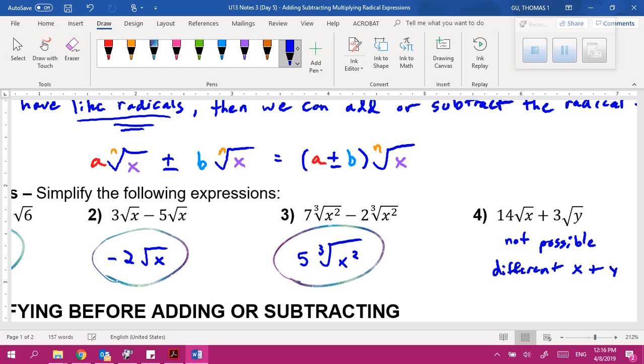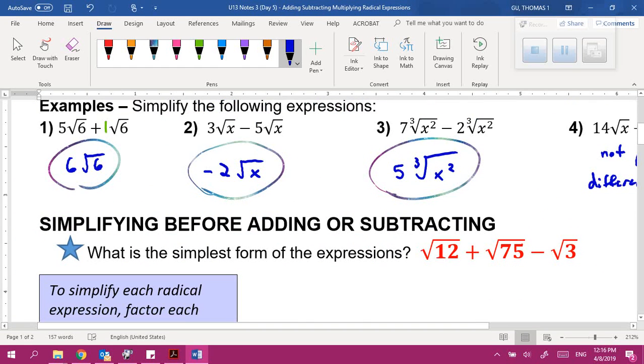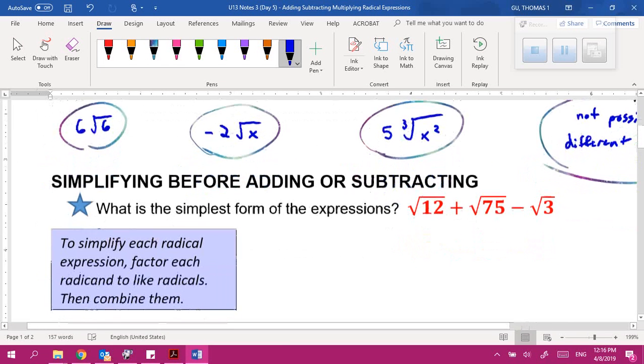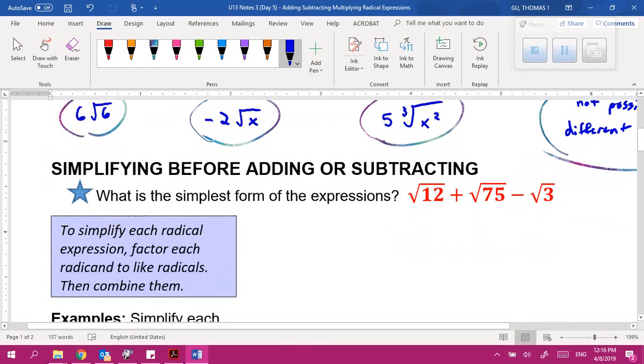Radicand. Radicand. But this one's more like a radicant. Okay, anyways. Okay. All right, next. Okay. All right.